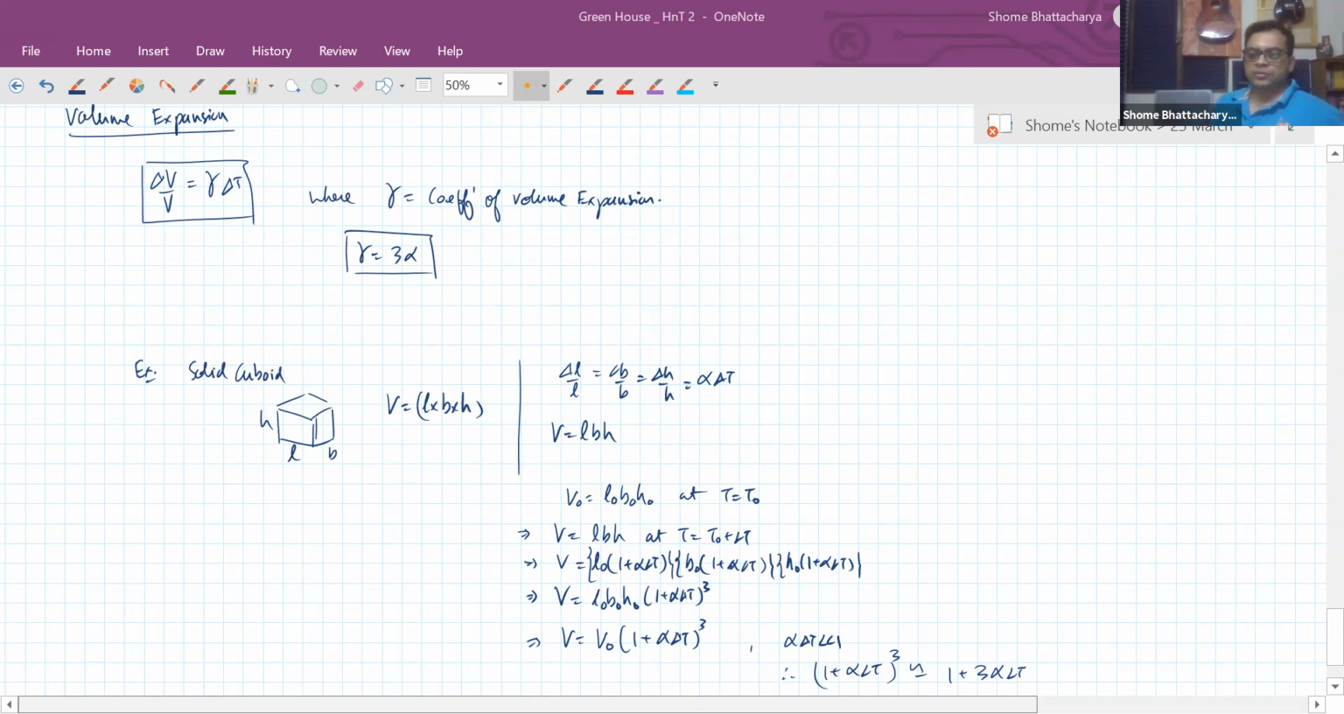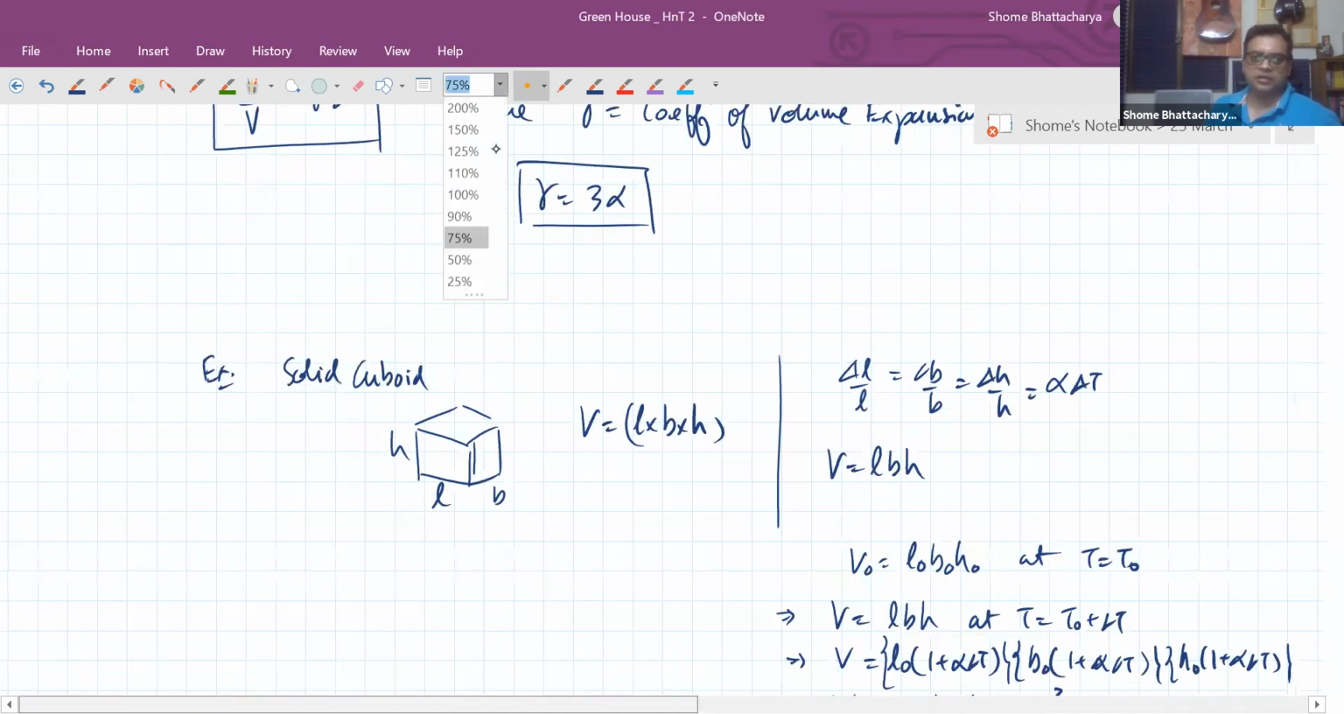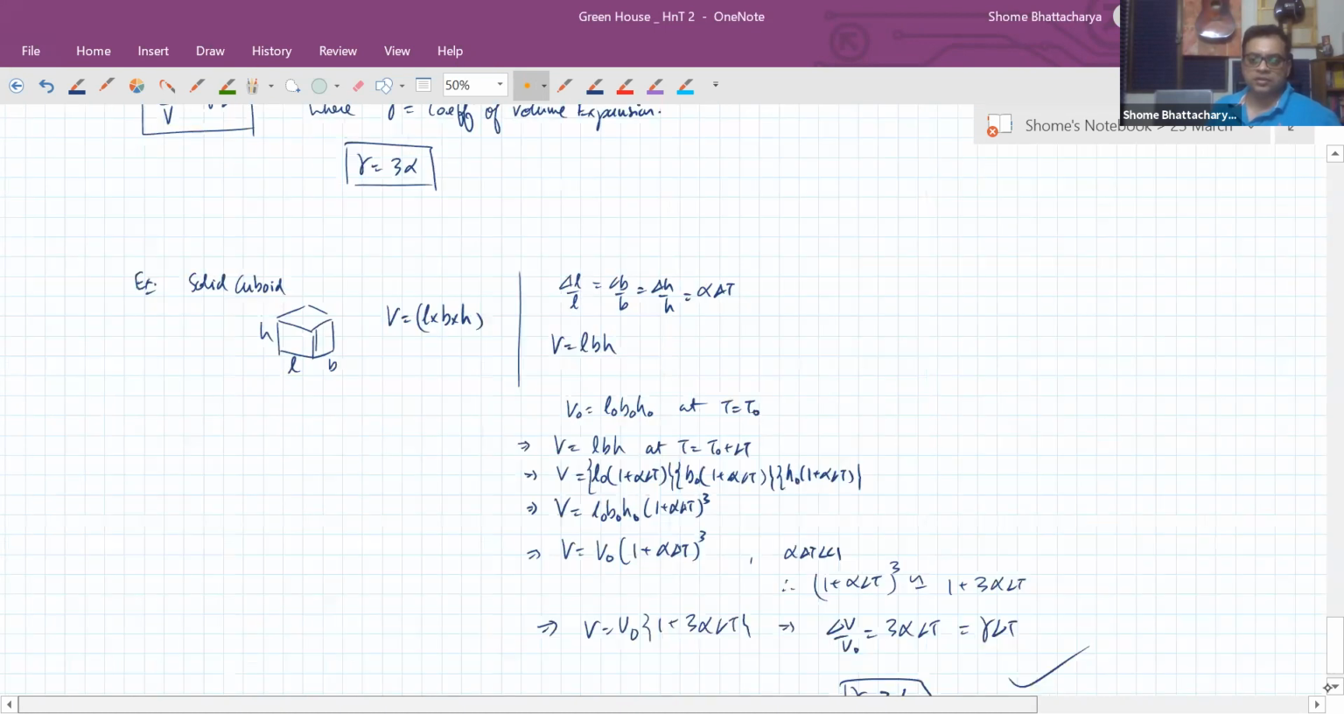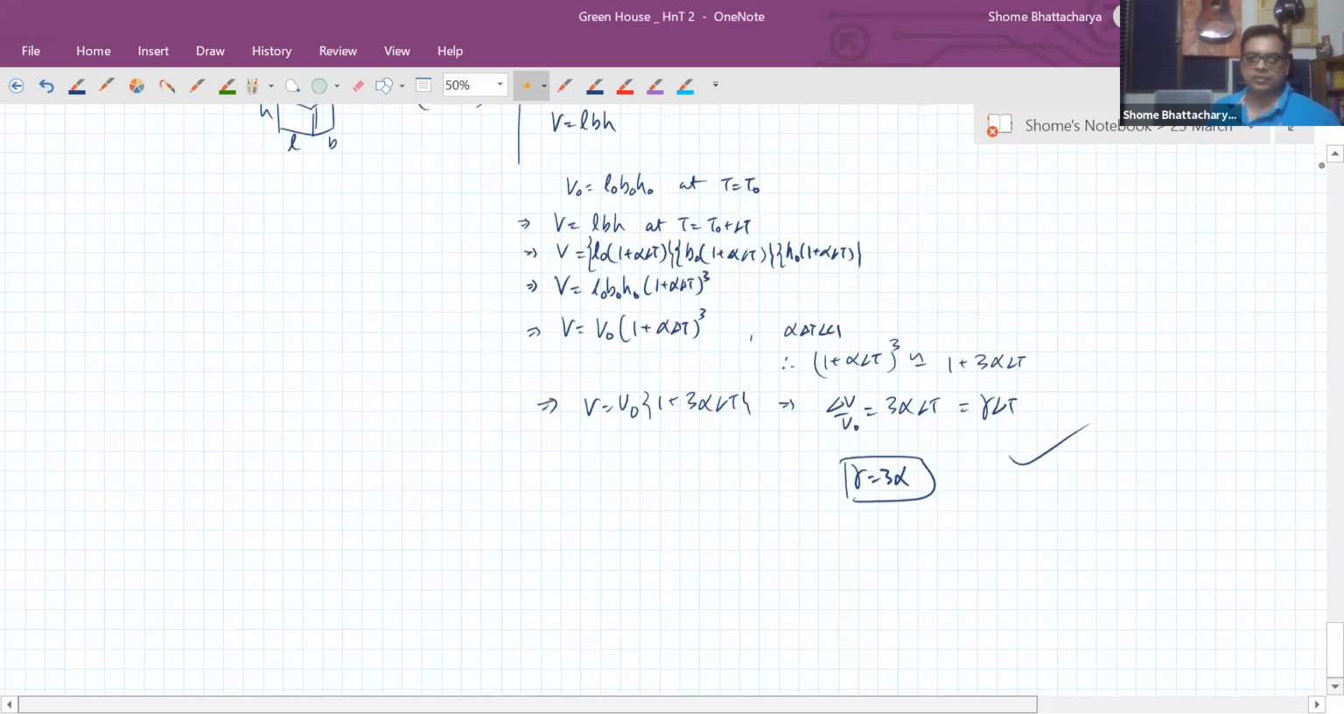Okay, so this is the concept of volume expansion. As discussed here, the main important thing to remember is that the value of gamma for any material is 3 times alpha for that same material.